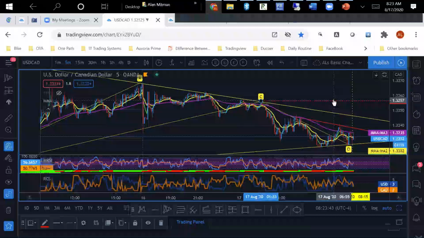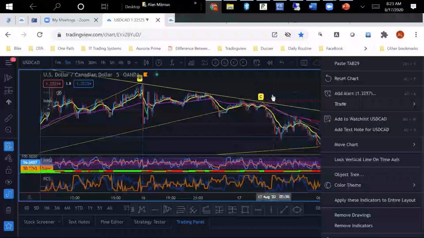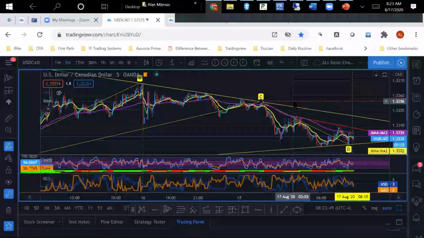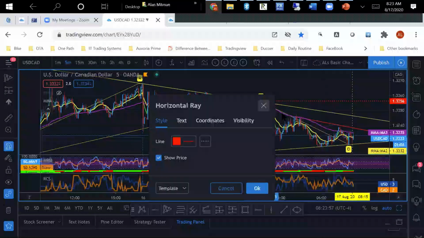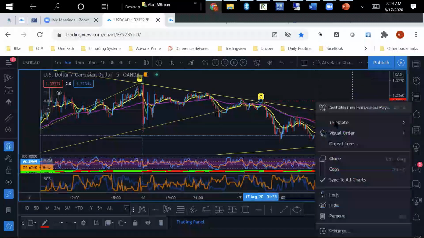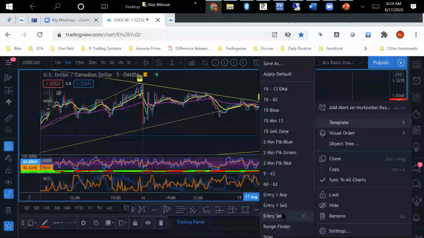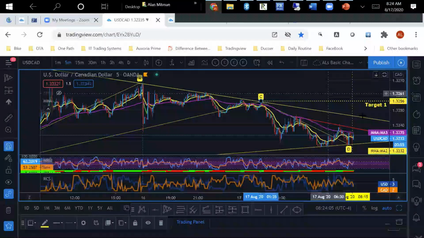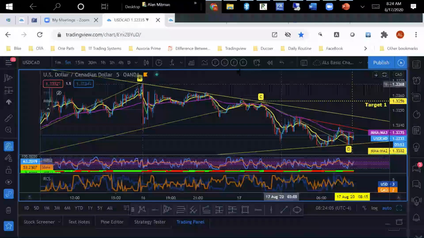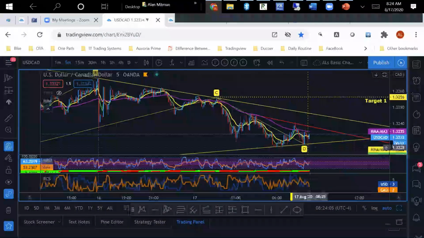Let me make this a target. I can do that. Let's see, settings. Nope, not a template. We'll just make this a target right there. Should be yellow. There we go. And so we're on the 5-minute chart. We're just fine tuning this thing.